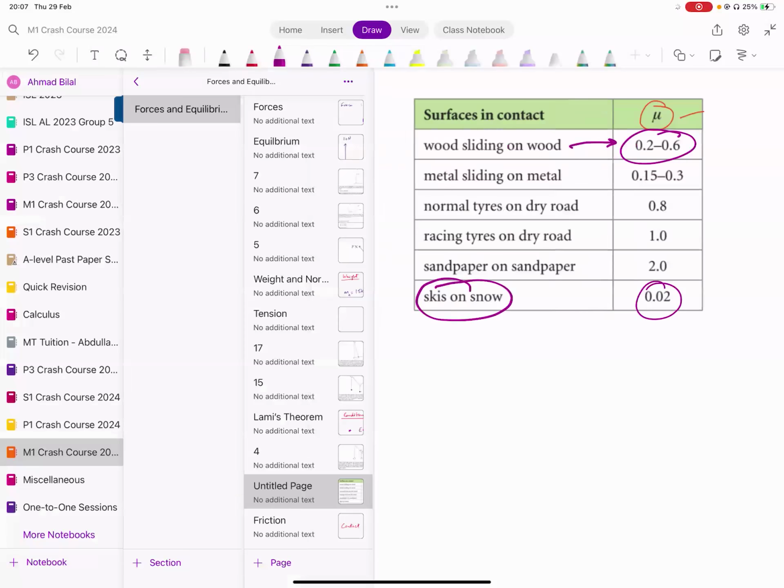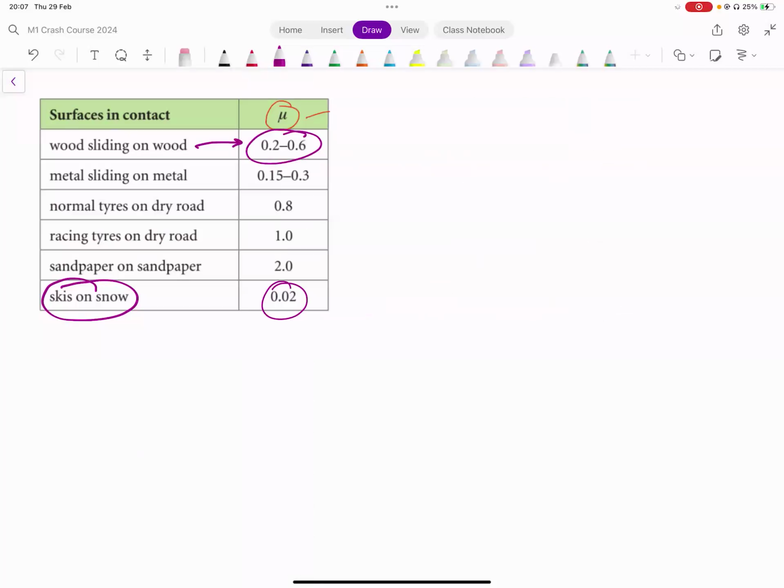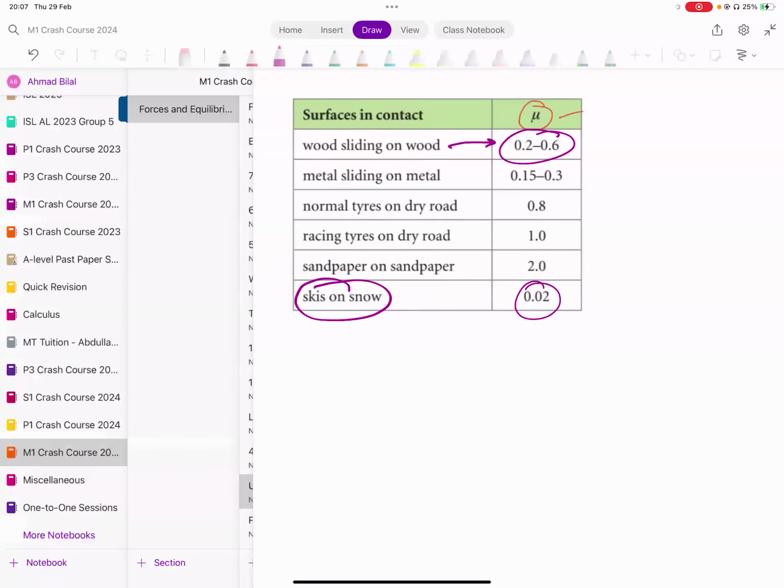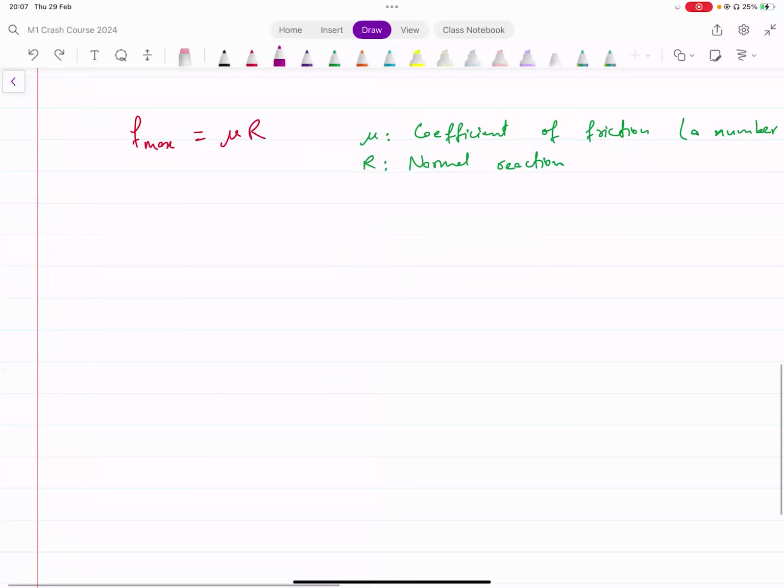Now, you don't have to remember these values. This is just a practical understanding of how these mu values generally vary, as in what range the mu values generally are. You will generally be given this value in the question, or if you have to find it, you would have the other things given. For example, you might have R given, or you can find R somehow, and you can find F max somehow, and then using those values, you can find the value of mu. Okay.